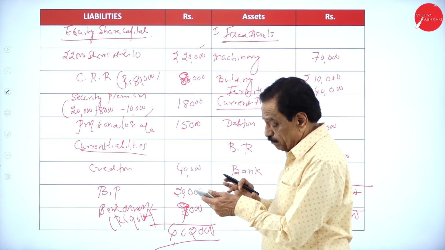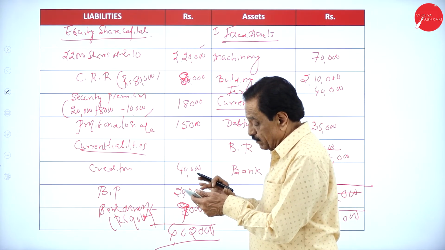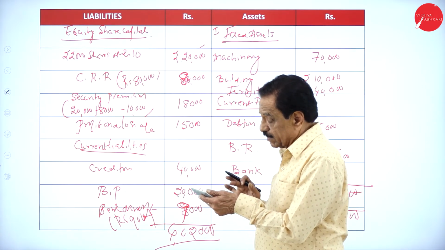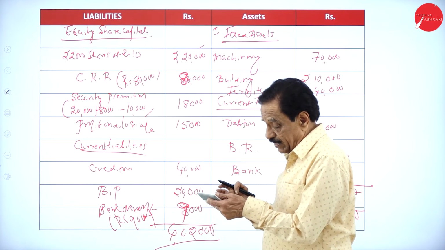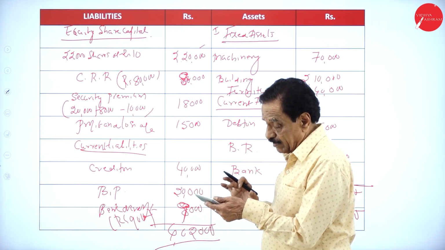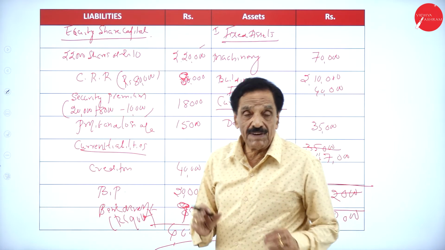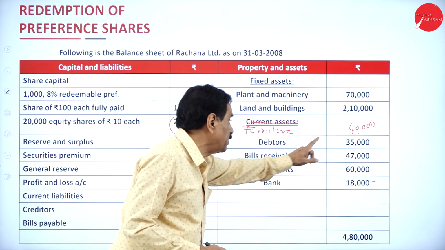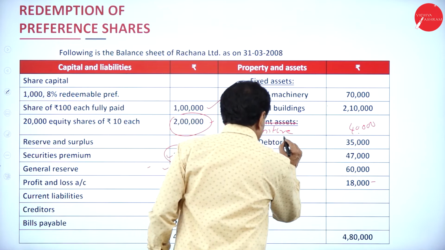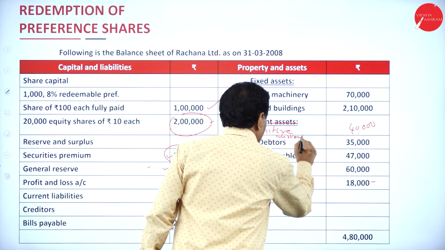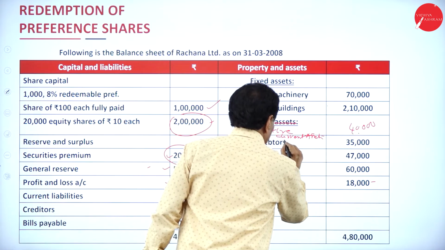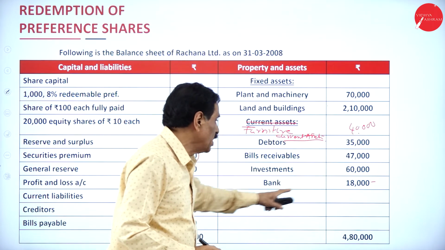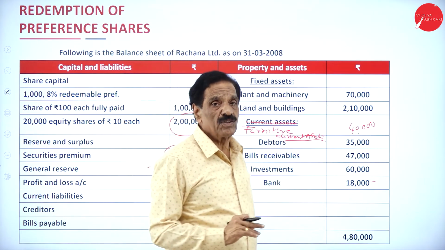2,20,000 plus 80,000. This becomes 3 lakh plus 33,000. 3 lakh 33 plus 69,000. 4 lakh, it will tally 4 lakh 2. I will explain once again. Here in the old balance sheet, you have to take furniture 40,000. These are all current assets. Current asset, debtor 35,000, BR 47, investment has been sold. Cash at bank becomes a bank overdraft because you have taken the loan.